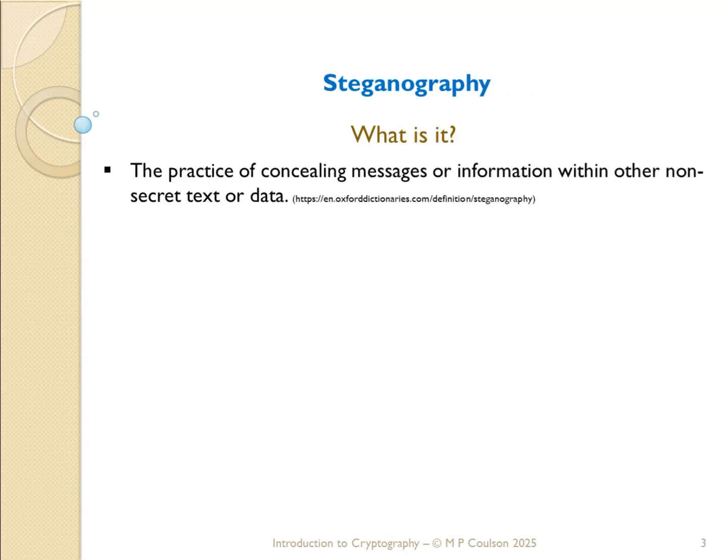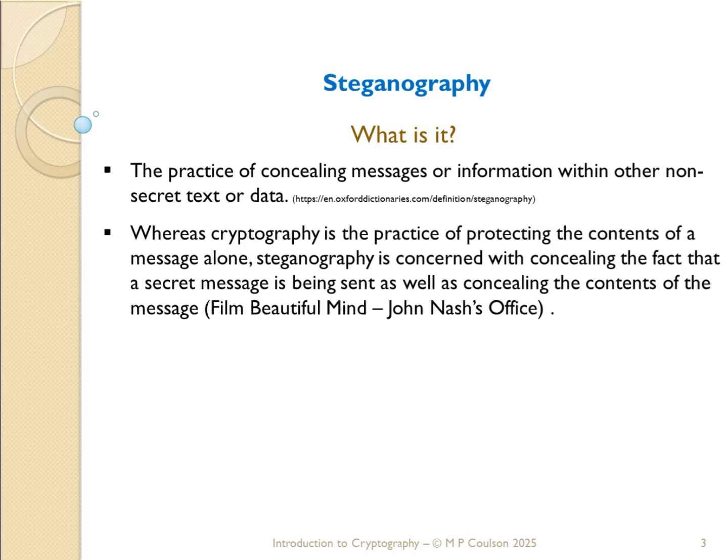Steganography is the practice of concealing messages or information within other non-secret text or data. This is different to cryptography, as cryptography is the practice of protecting the contents of a message alone. Steganography is concerned with concealing the fact that a secret message is being sent, as well as concealing the contents of the message itself. In the film A Beautiful Mind, John Nash was convinced that a message was hidden in the linkages between newspaper and magazine articles. If this was true, then this would be an example of steganography.